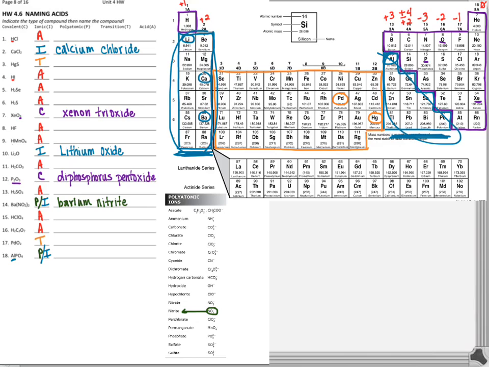All right, my next one, we have aluminum as my metal for number 18. So I'm going to write down aluminum. Then identify my polyatomic ion, which is PO4. I'm going to look for PO4 on my list, and here it is. Here's PO4, and that one is called phosphate. So the name for this compound is aluminum phosphate.